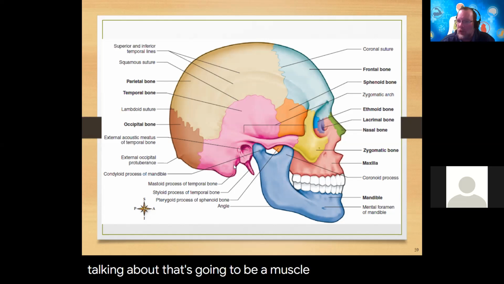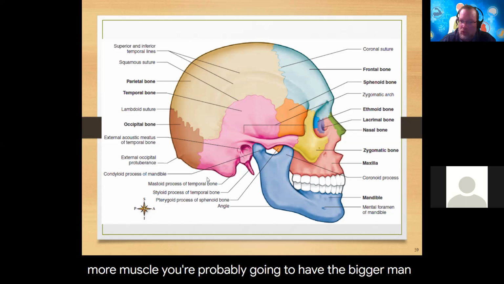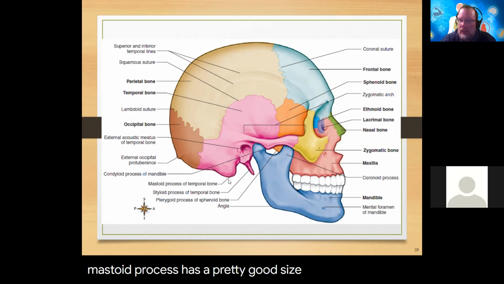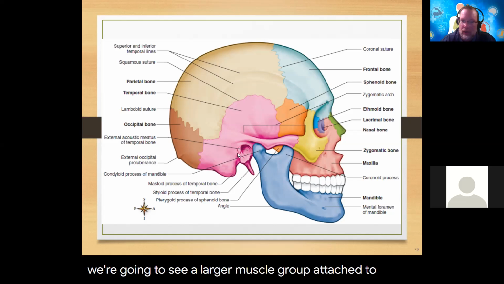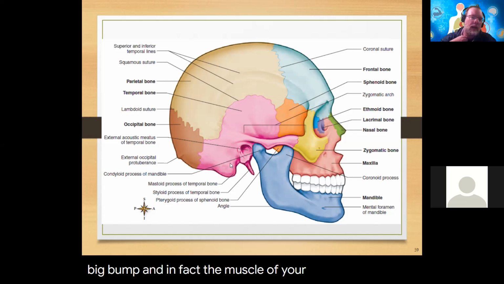That's going to be a muscle attachment or ligament attachment site. And by the way, the bigger the bump, the bigger the process, the bigger the tubercle or tuberosity or condyle, whatever it is, the more muscle you're probably going to have, the bigger muscle group. So the fact that this mastoid process has a pretty good size relative to the size of the styloid process, we're going to see a larger muscle group attached to this big bump. And in fact, the muscle of your neck, you have one on each side, there's a tendon that sticks out there, and that muscle travels up into that bump.